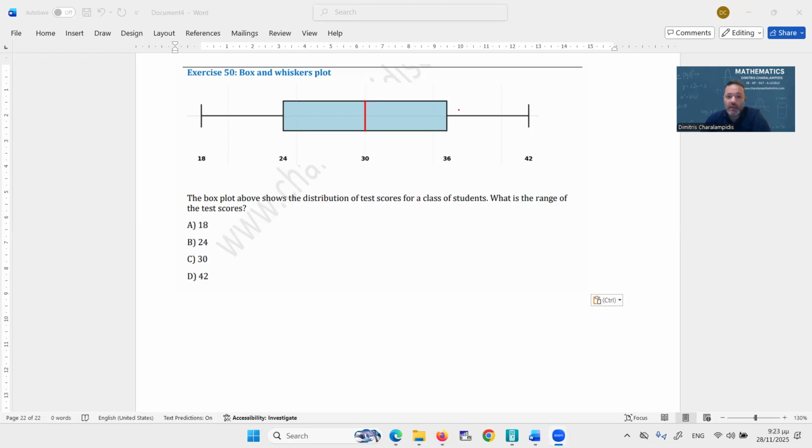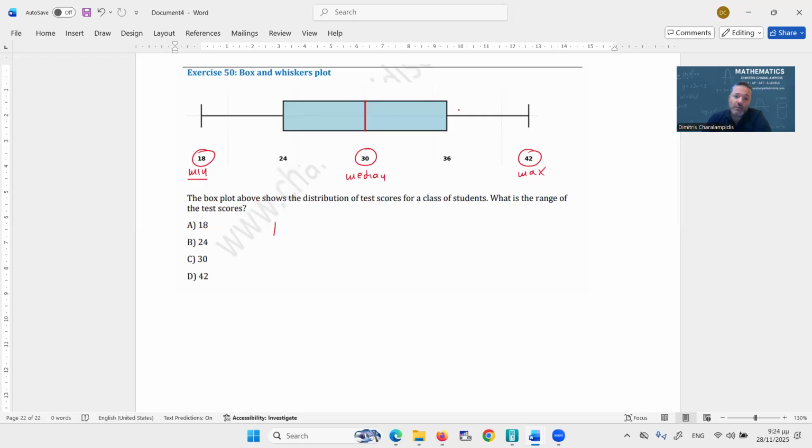Regarding the SAT at least, the box and whiskers plot can give us information on three things. One is the set's lowest value, the minimum, which in this case is 18. The other is the set's maximum value, which in this case is 42. And the third one is the set's median value. Now, we know therefore that the minimum is 18, the maximum is 42, and the median is 30.